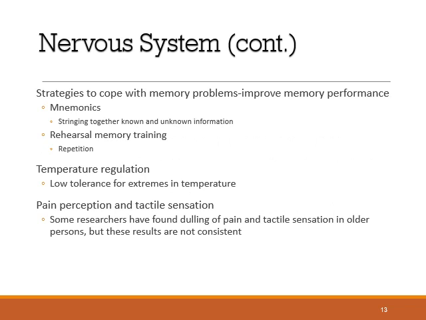So strategies to cope with memory problems. Things to improve memory performance. So one way to remember if you have a memory problem is mnemonics, and that's stringing together known and unknown information. It may be like ADPI is how we remember our nursing process. Do you remember the mnemonic for the rainbow? So that was Roy G. Biv. Red, orange, yellow, green, blue, indigo, and violet. Remember that? So there's also rehearsal memory training, and that's just learning something by repetition.